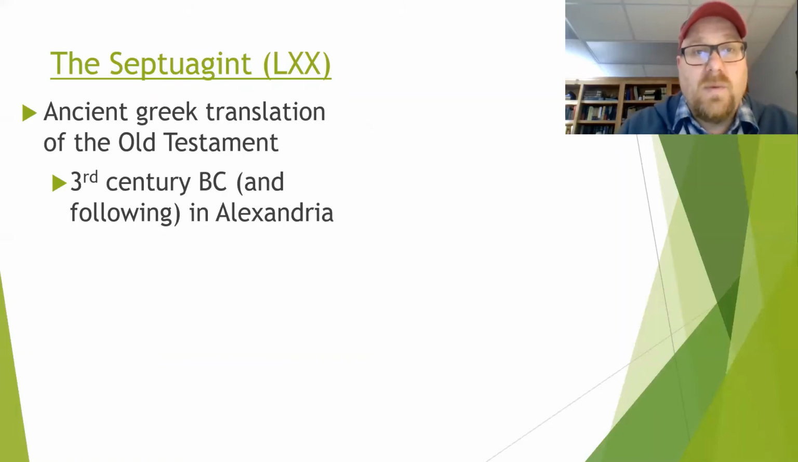And the translations were made in the city of Alexandria, which is in Egypt. But notice the name, Alexandria. It's a Greek city that Alexander started, and he thought he would name it after himself, Alexandria. So it's an ancient Greek translation.